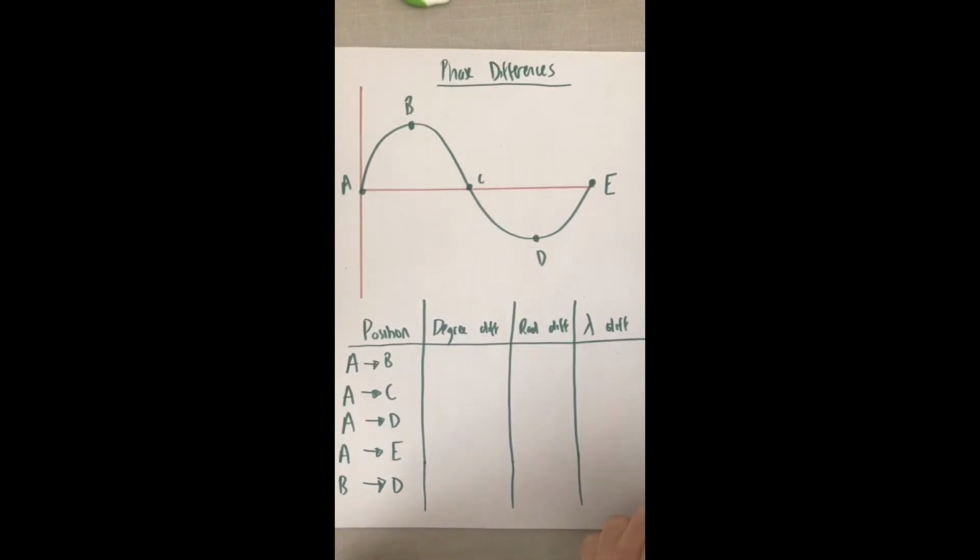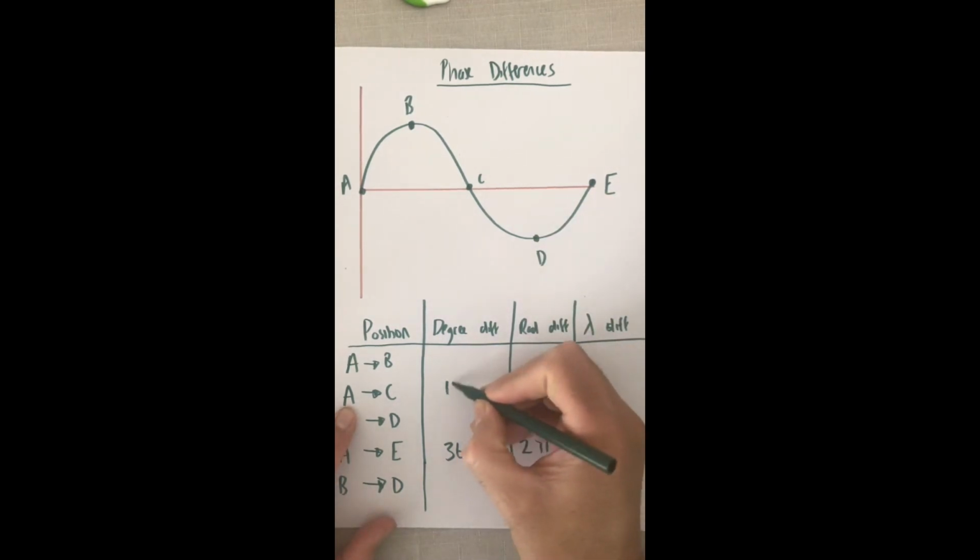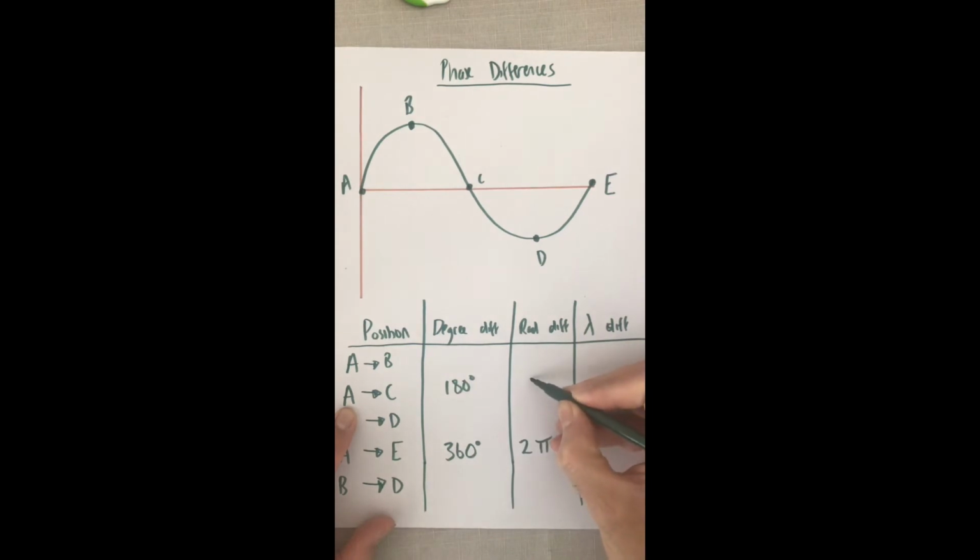Right, the first thing I normally do is start off with the easiest one. So A to E is our easiest one. There's 360 degrees in a full wave, and that equates to 2 pi radians. A to C is our second easiest one, because it's just going to be half of that, so 180 degrees, and it's just pi radians. And then we can just fill in the gaps.